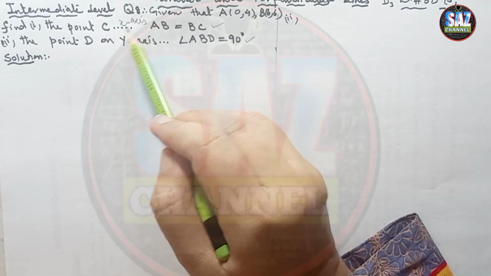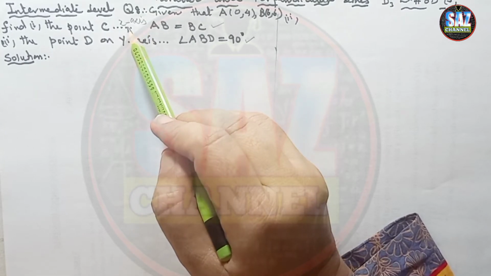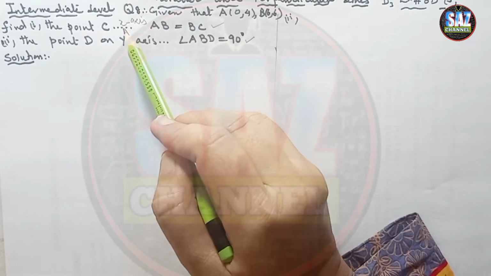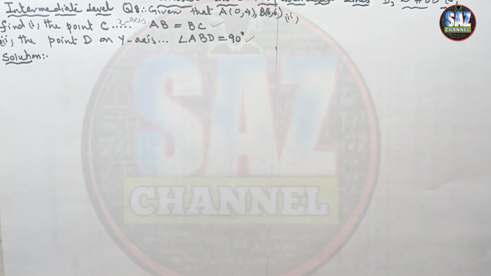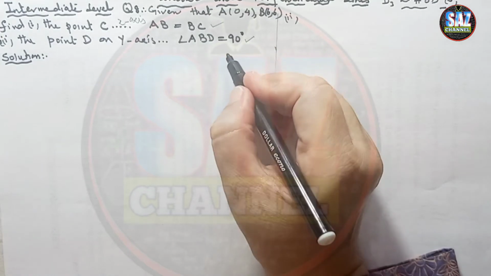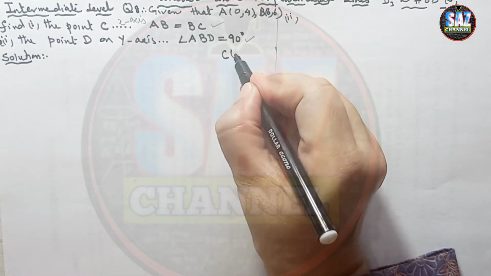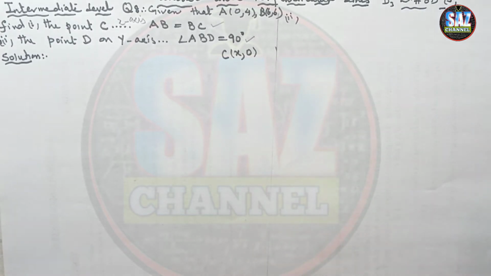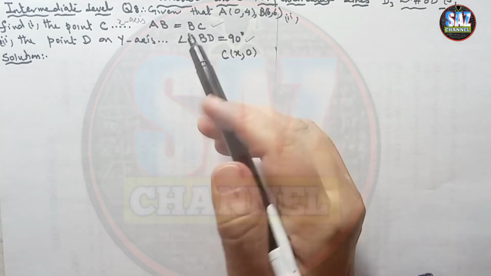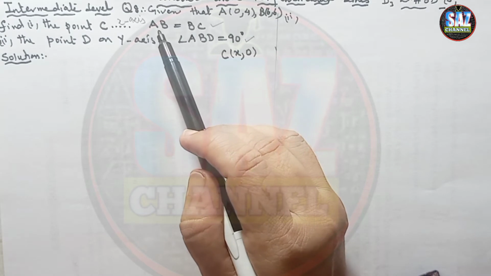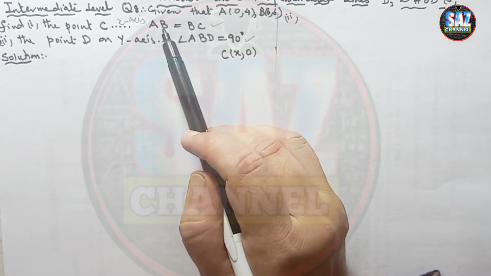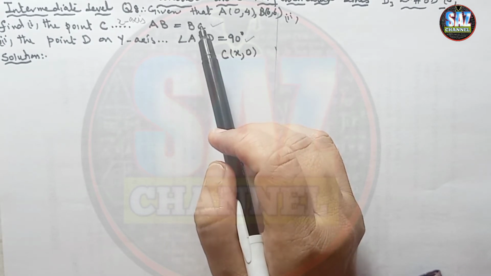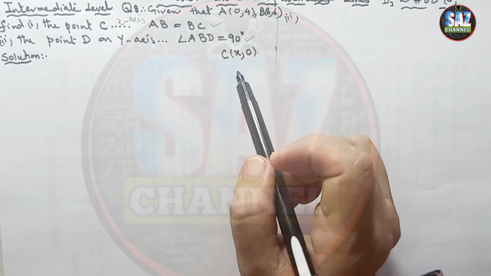So my students have to be really clear that when any point is on the x-axis, what will be the coordinates of that point. When any point is on the x-axis, its y value will be 0, so C will have the coordinates (x, 0). If this point is clear, then the students will be able to move to the next part. And the next condition that they have to apply is that they have to equate the AB distance equal to the BC distance, and then they will be able to solve this question.